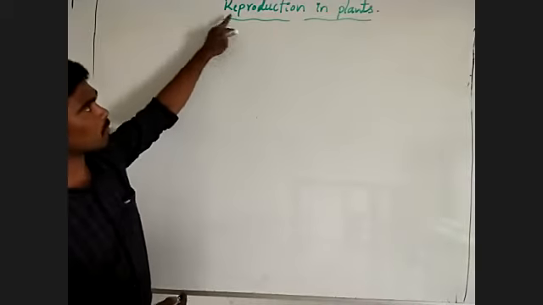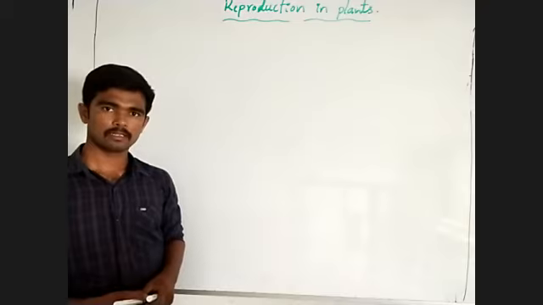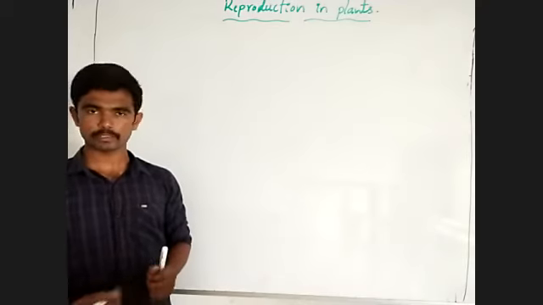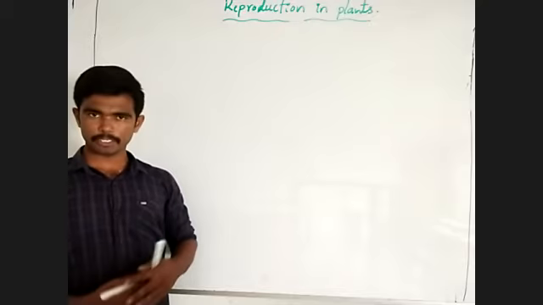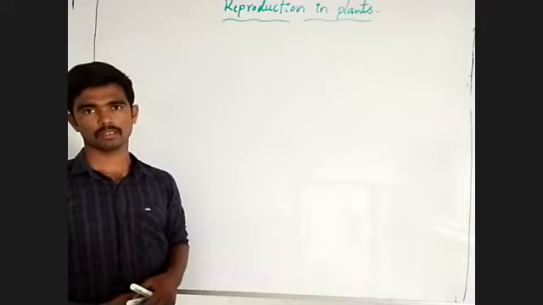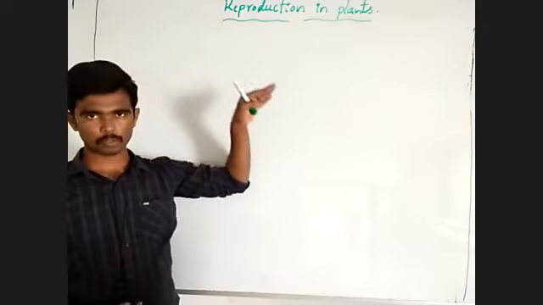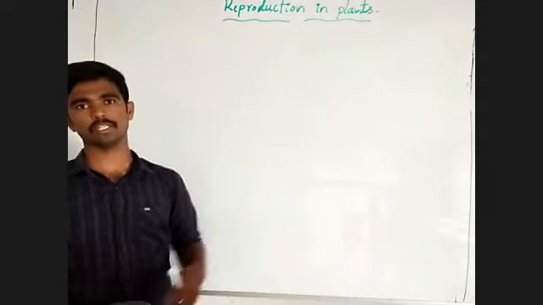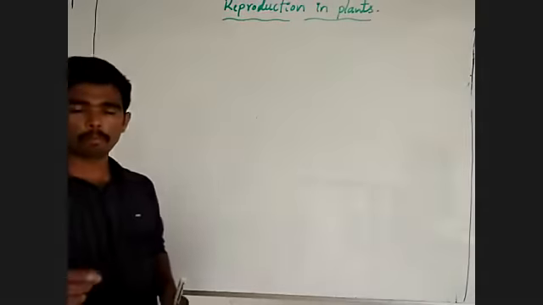In last class, we discussed different points about reproduction in plants, means reproduction types. What is reproduction? Reproductive part. Which is the reproductive part in plants? What are the parts present in the reproductive structure? Next, what are the parts of the flower?